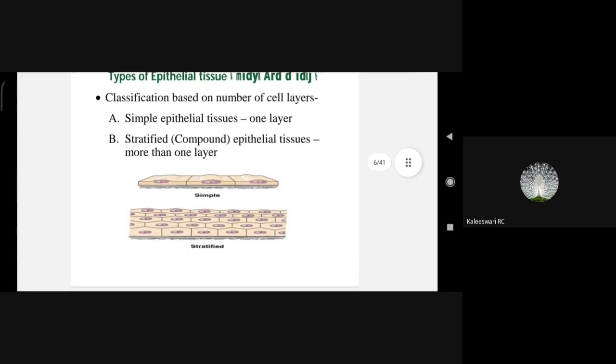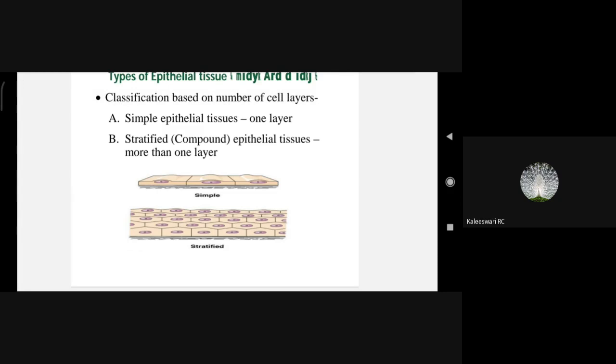Classification based on number of cell layers. If we divide the tissue by the number of layers it contains, then it is divided into simple epithelial tissue and stratified.